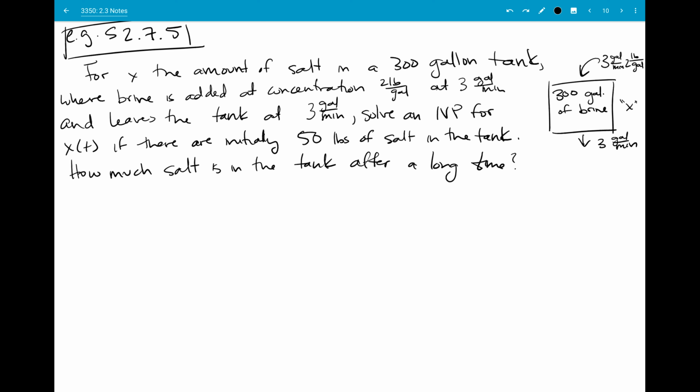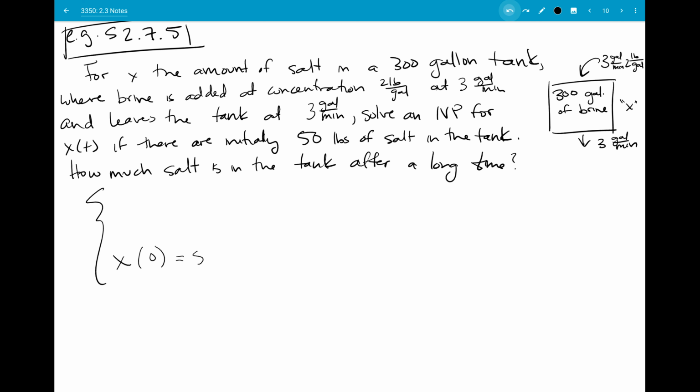And we're supposed to solve an initial value problem for the amount in the tank if there is initially 50 pounds of salt in the tank, and then determine how much salt will be in the tank after a very long time. So our first part here is that we're going to have to set up our initial value problem. So we're told that there are initially 50 pounds of salt in the tank. So X is the amount of salt in the tank, and we're going to say when we plug in time 0, we have 50 pounds of it.